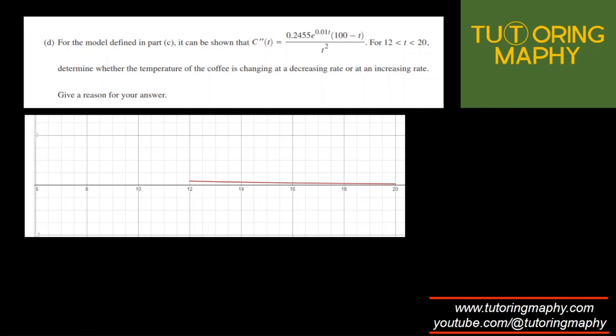As we can see, C double prime is positive, right? It is above the x-axis. So since this is above the x-axis, that's going to be concave up, and a concave up function is changing at an increasing rate. That's the meaning of concavity, right? If it's concave up, that is at an increasing rate. If it is concave down, that is at a decreasing rate. This is what we had for this question.